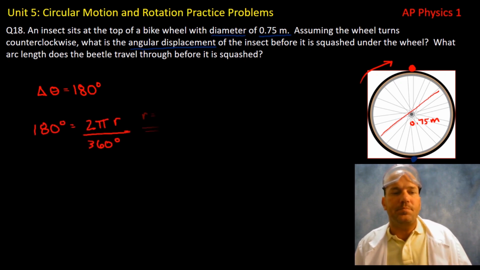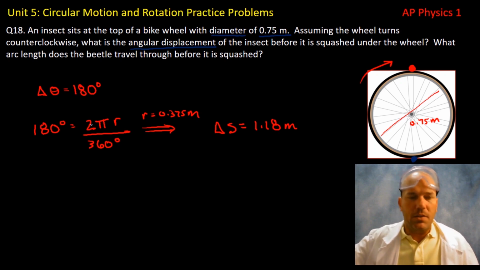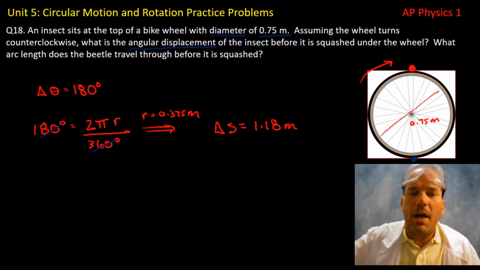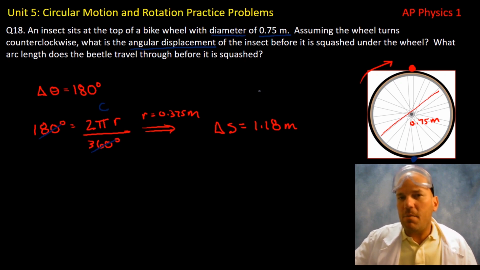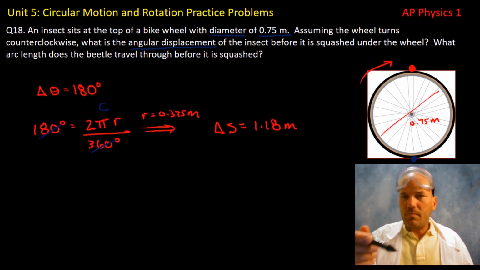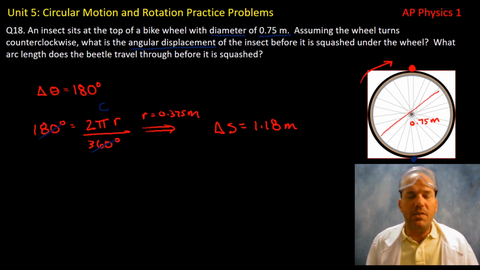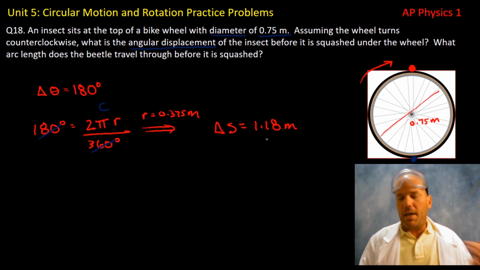Now, for the arc length, we're going to take our degrees, and we can say in 360 degrees, there are 2 pi times a radius, which is equal to the circumference. And because we have the diameter, we can divide that by 2 to get the radius, which converts us now into base SI units. So our arc length is equal to 1.18 meters.